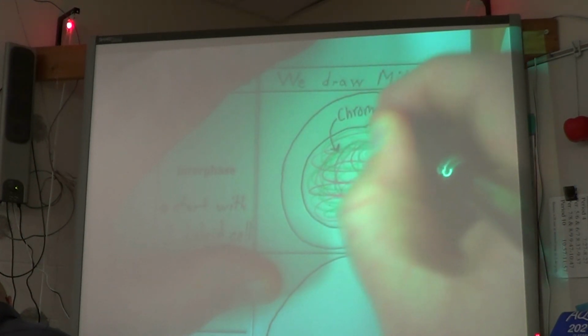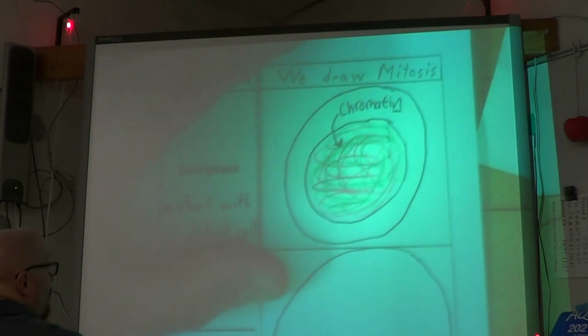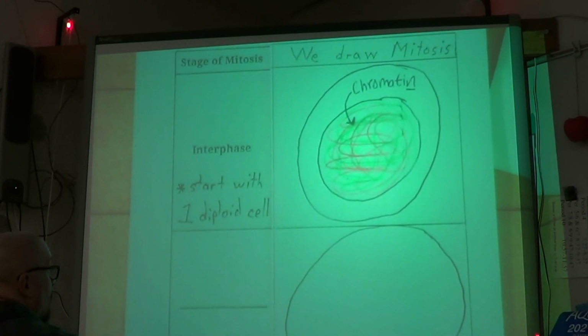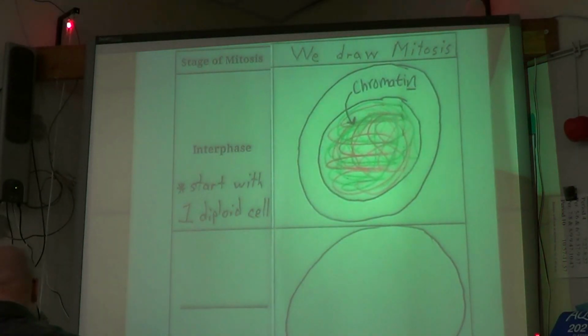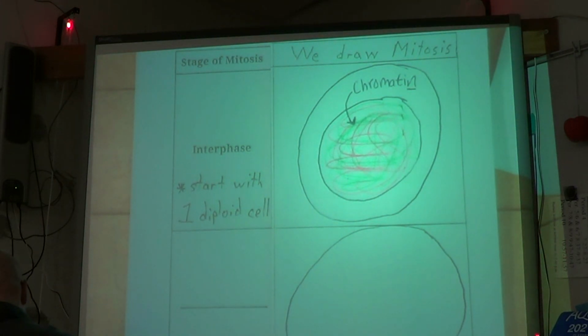One parent cell, we end up with 2, and what's true about those 2 daughter cells? Genetically identical. Okay, so if we started with a diploid cell, in order for the cells to be genetically identical, we have to end up with 2 diploid cells, right? So very big picture, we start with one diploid cell, we end up with 2 diploid cells.